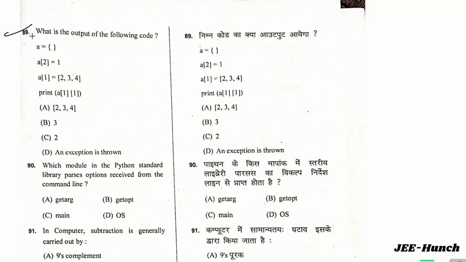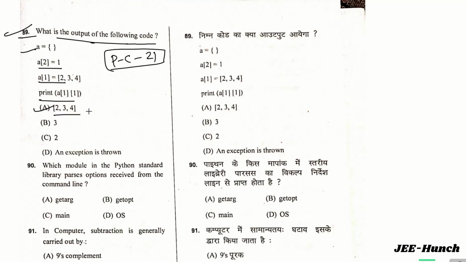Next, question number 89. What is the output of the following code? This is our Python code 21. A is equal to this, and A multiplied by 2 like this, and print. So option number A is correct, 2 3 4.